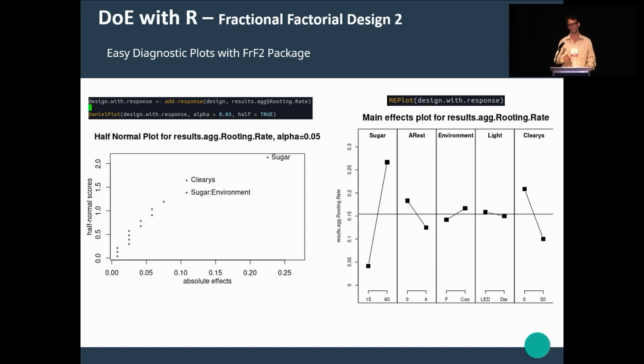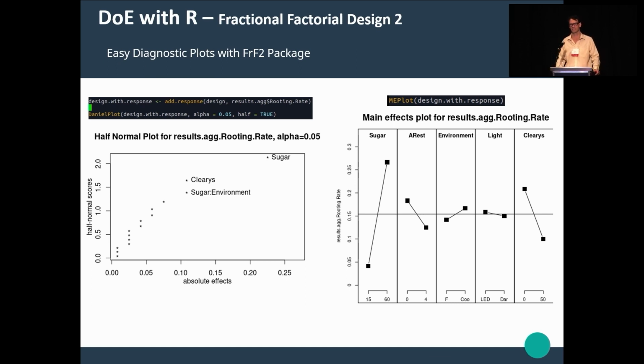But if you attach just a response vector, which is just a line of numbers, to your data, then you can use the plotting functions that are already built into this package. So calling Daniel plot just immediately gives me one of those half normal plots. I can see that the sugar most likely has an effect.